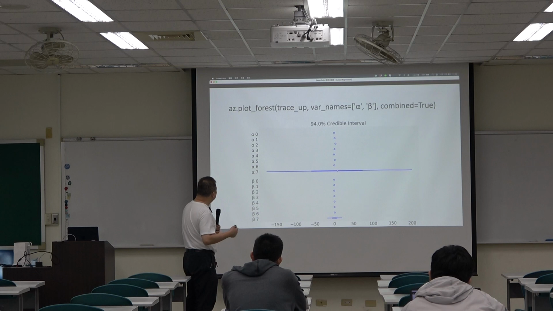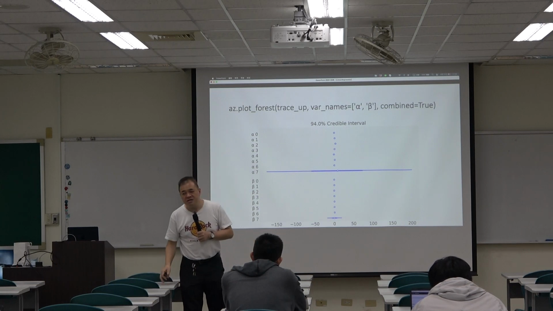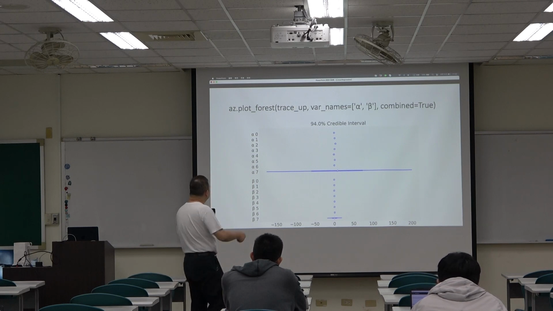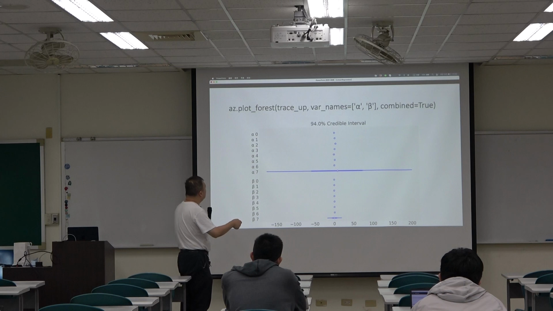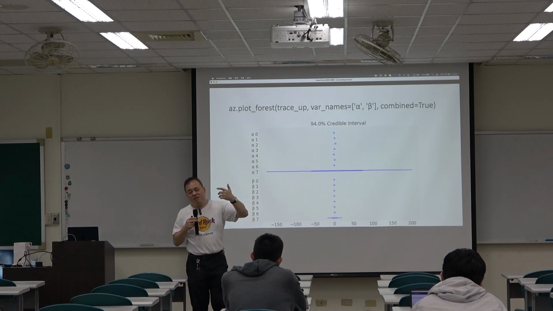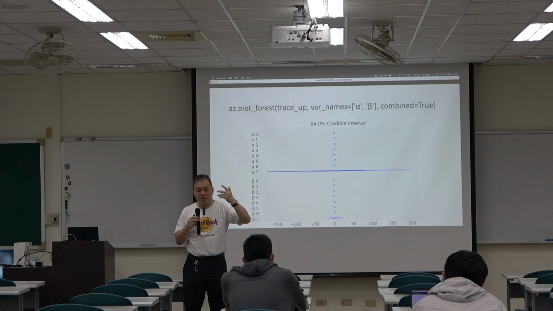When you look at the alpha and beta, remember, for linear regression, the most important things are the intercept and the slope, right? For example, alpha 0 and beta 0 indicate the intercept and the slope for the first group. Alpha 1 and beta 1 indicate the intercept and slope for the second group, and so on.